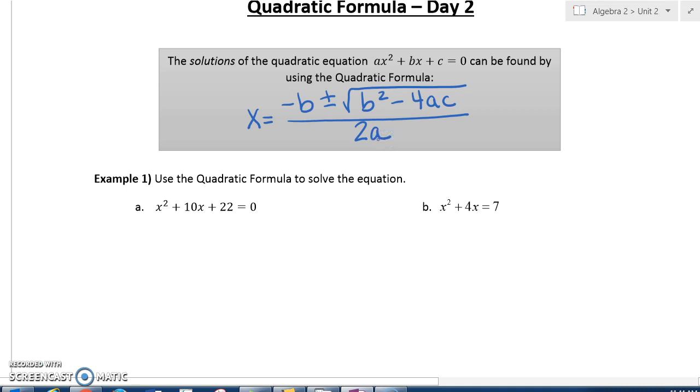Now, our goal is to make sure that we can figure out what a, b, and c are and correctly use the equation so that we can figure out what our solutions are. So let's start with example 1a.